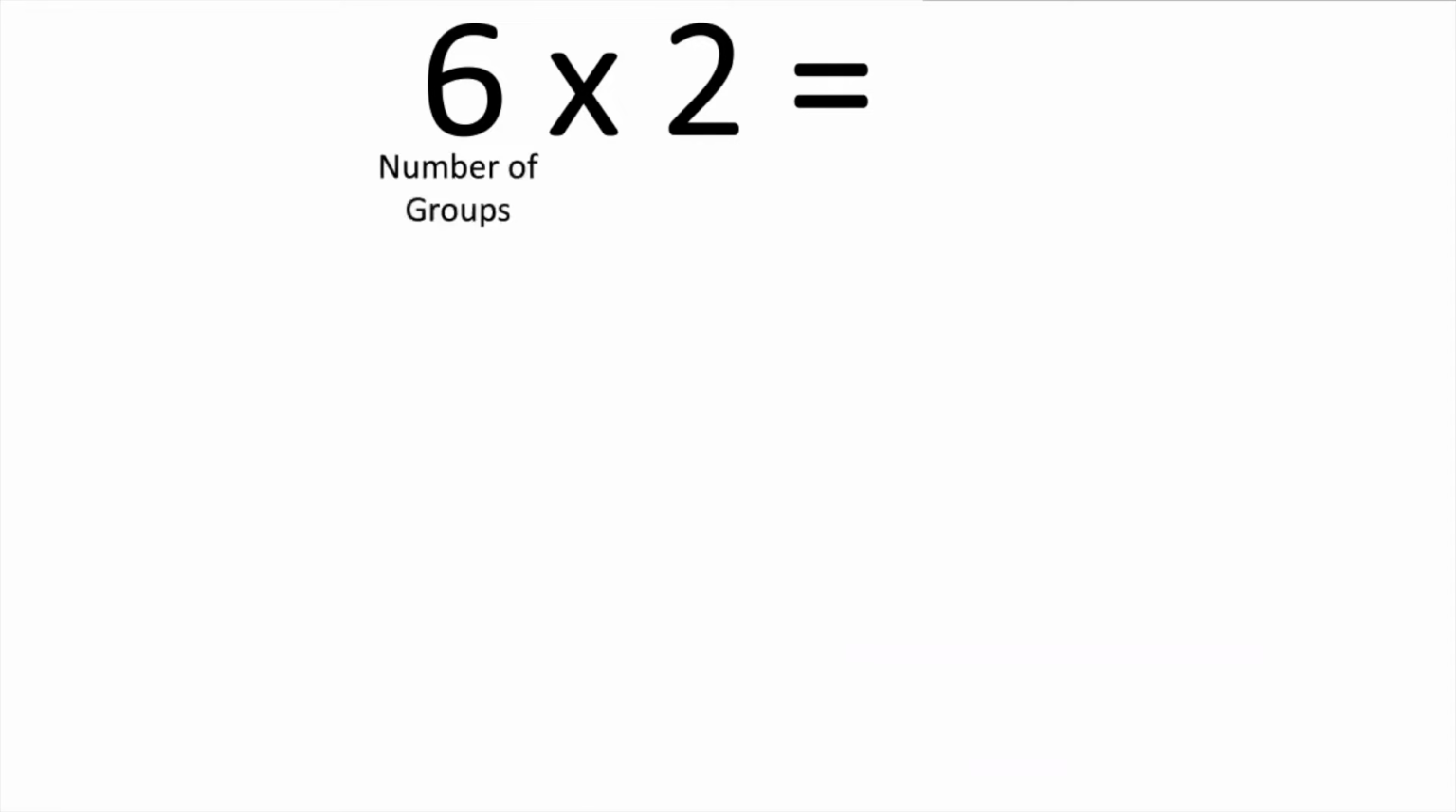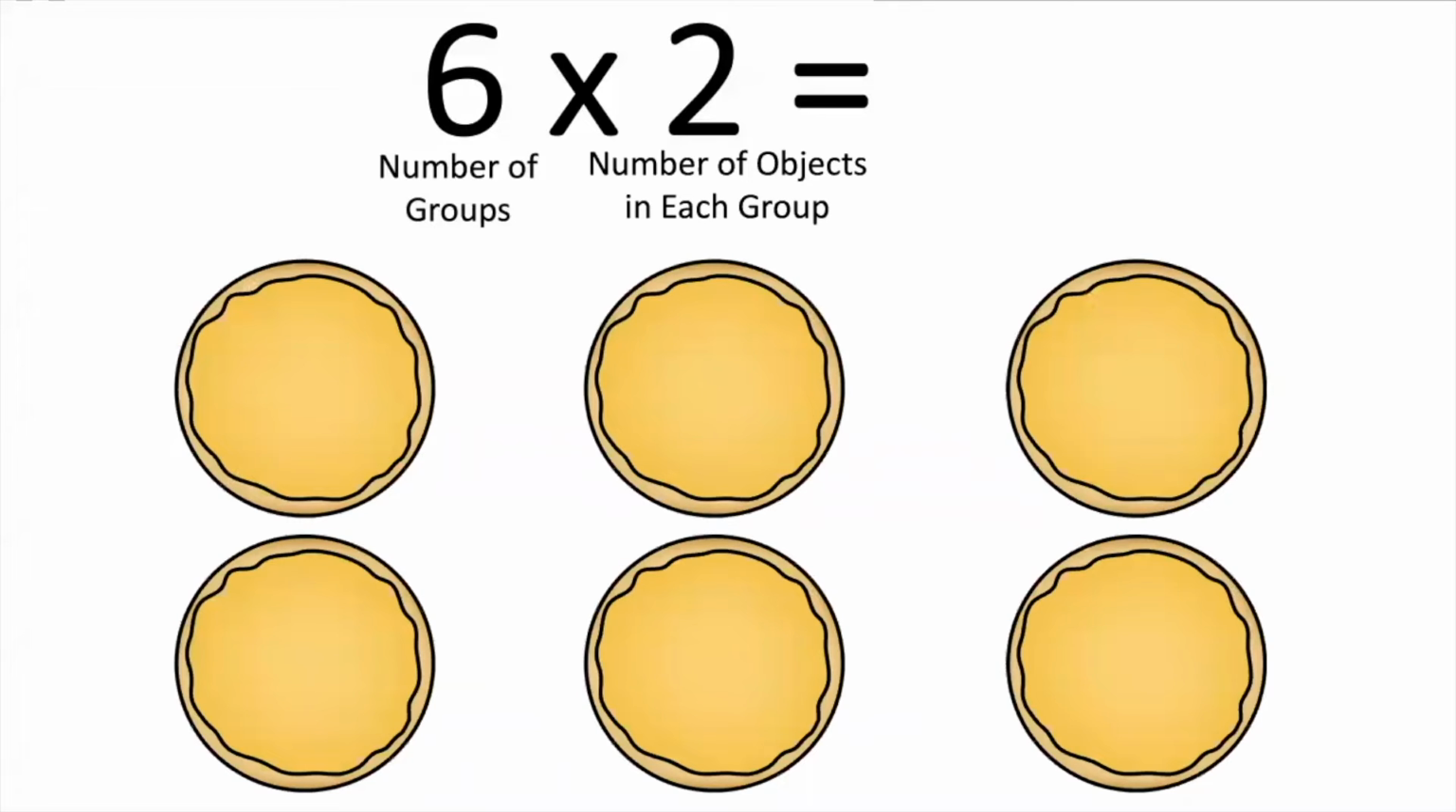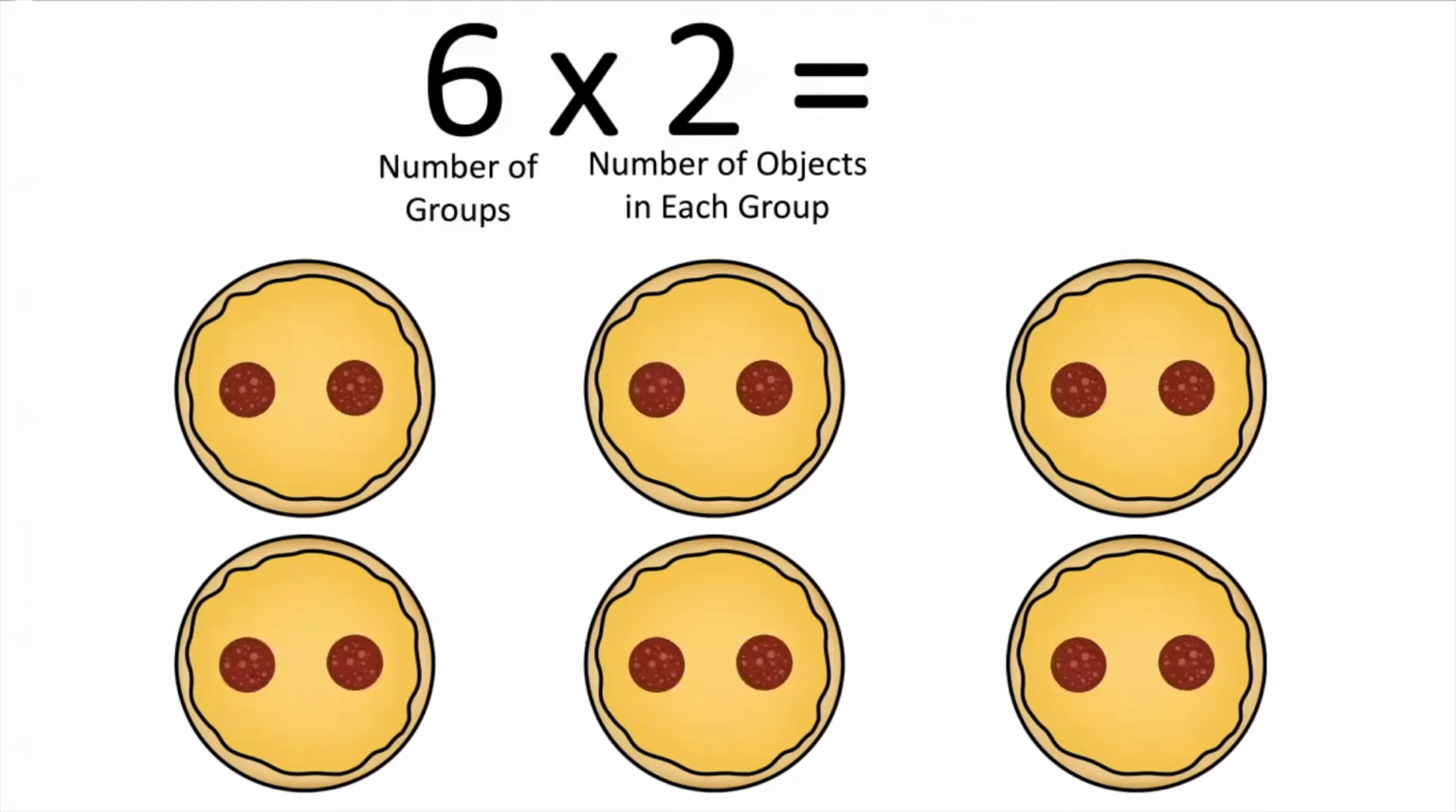This time, our first number is 6, and it represents the number of groups. And 2 represents the number of objects in each group. If I wanted to create a model, this time I would create 6 pizzas, and on each pizza, we would have 2 pepperoni slices. Do you think we would still have the same product of 12?